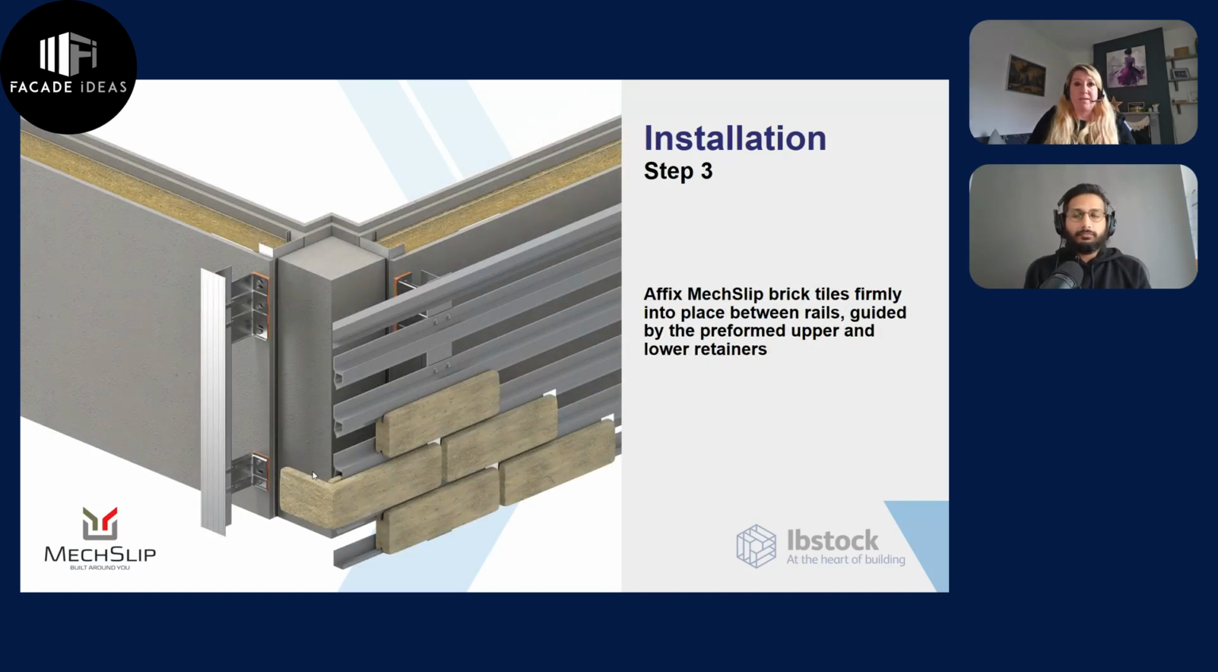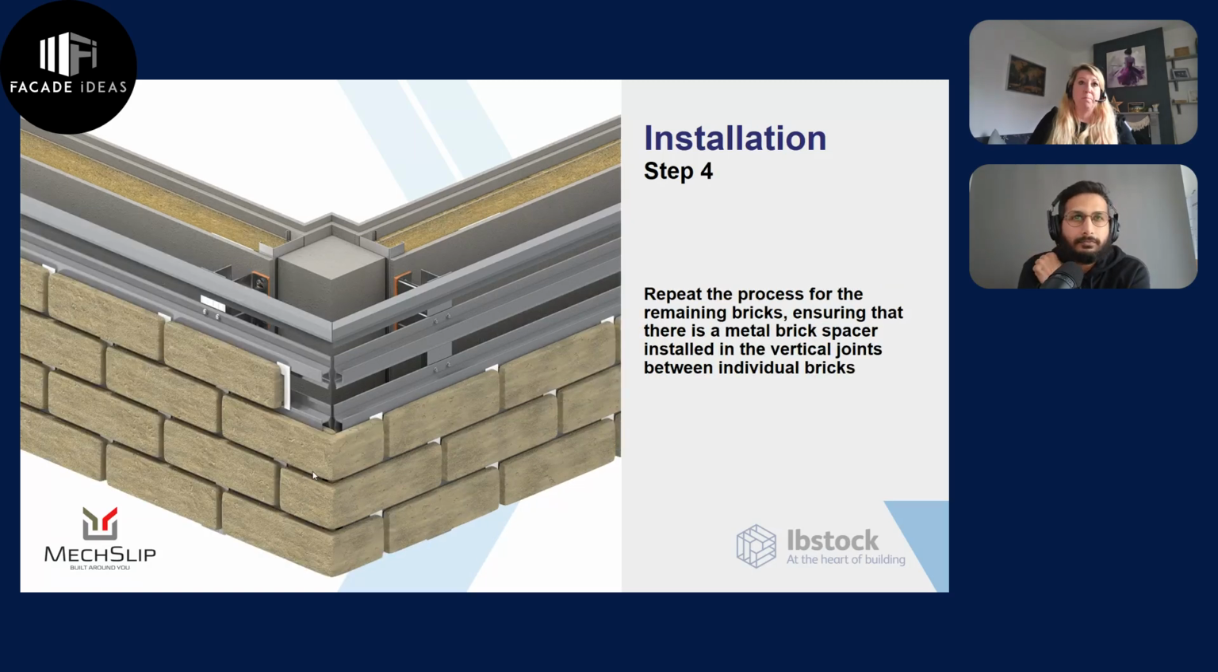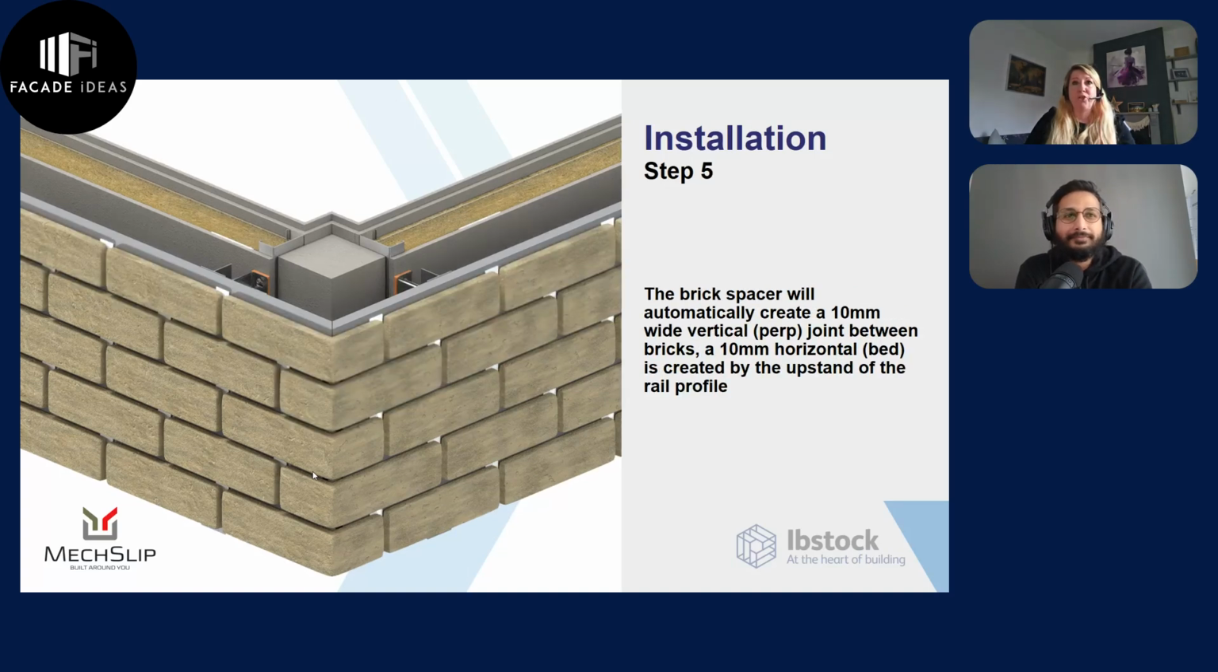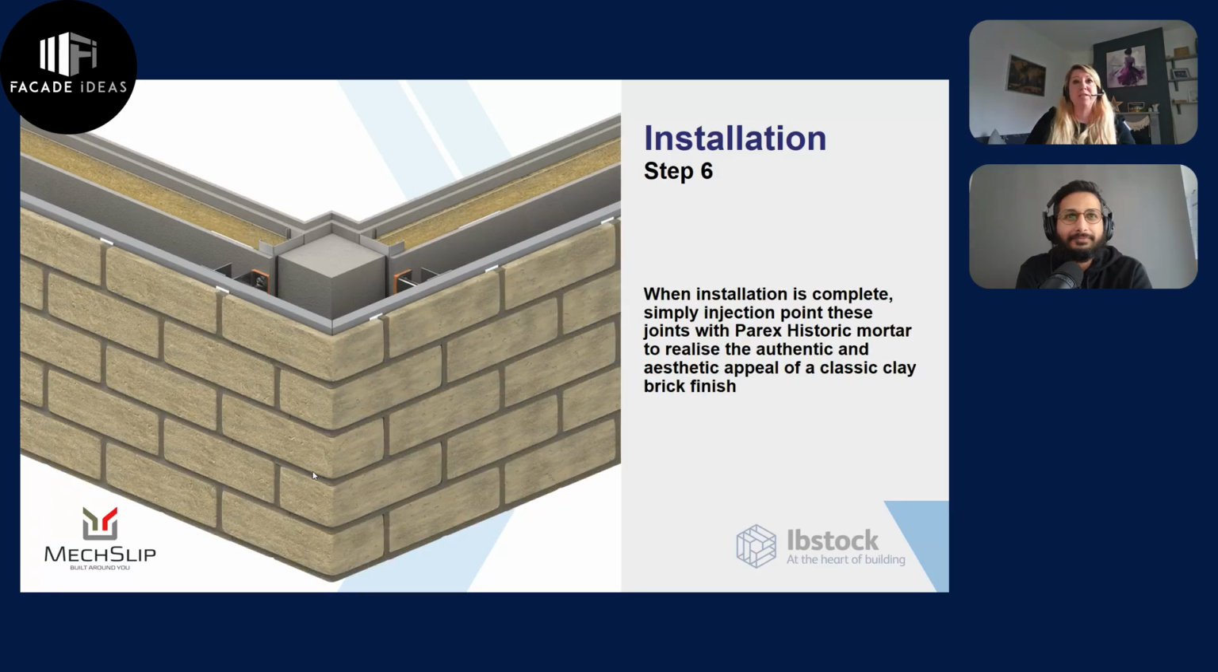From there, we affix the Mech-Slip brick tiles. What we would do is use those grooves to engage at the uppermost rail and then click it into place and drop it down so it engages with the bottom rail. We continue to do this, and we use those spacers that Josefa's kindly showcased for us to ensure that the mortar doesn't engage at the back of the cavity, and we maintain that 10 millimeter perp joint. We continue that all the way through along the elevation and on the returns, and then we point it using the easy point lime-based mortar.